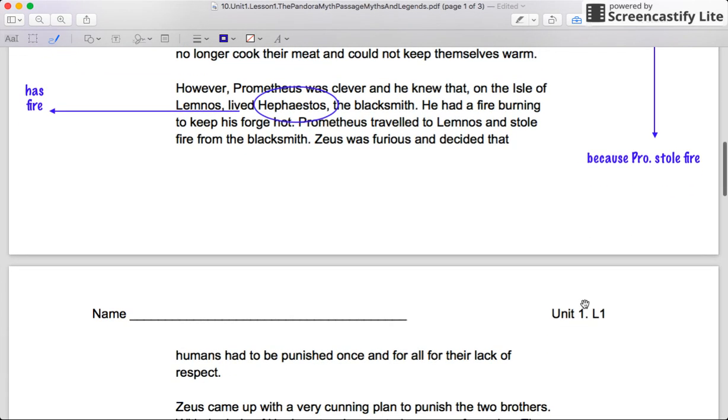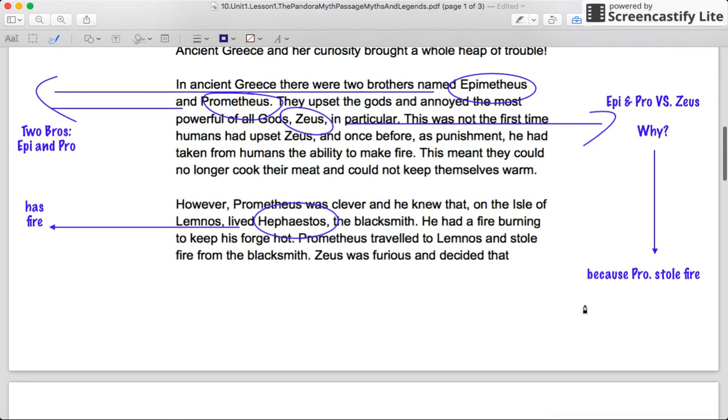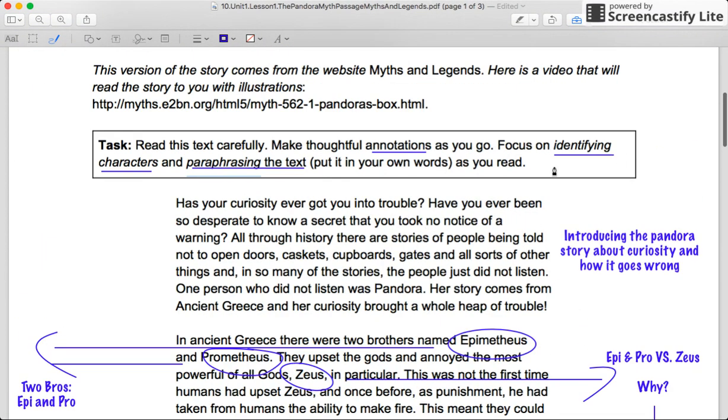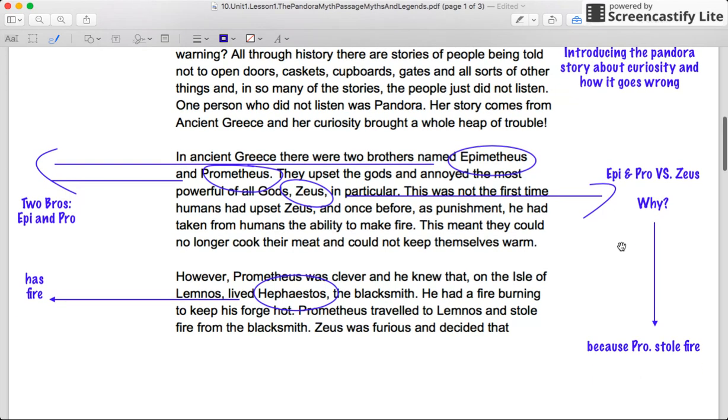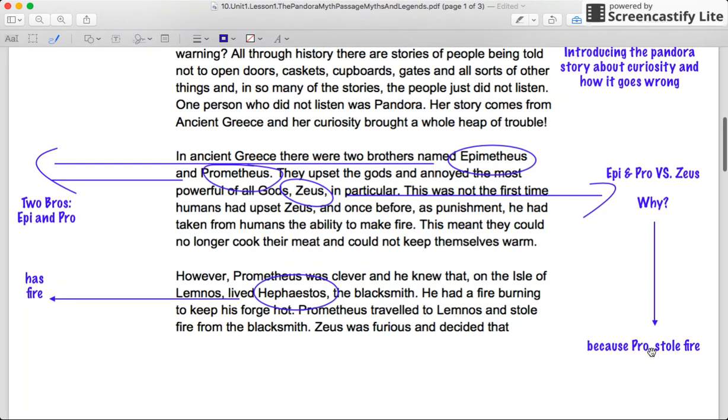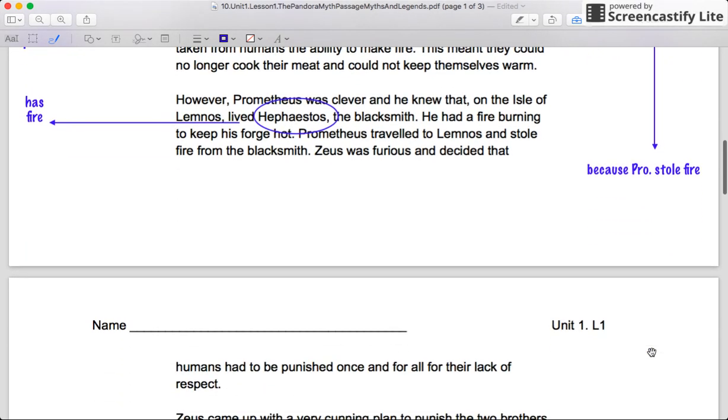So we haven't really gotten into the meat of the Pandora story yet, but you can see what I'm doing here. As I'm reading, I'm being careful to identify my characters, right? Epimetheus, Prometheus, Zeus, Hephaestus. And I'm also being really careful to explain to myself what's happening in each paragraph. The first paragraph introducing the story, the second paragraph laying out Epimetheus and Prometheus, the third one explaining why Zeus is so mad at them. And so from here, now I've got this set up. I know why Zeus is mad. And now I'm going to be looking for what Pandora has to do with this. How is she related to the punishment of Epimetheus and Prometheus?